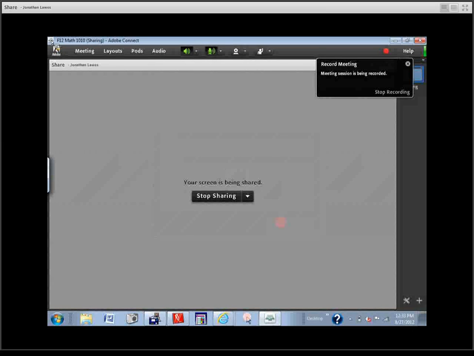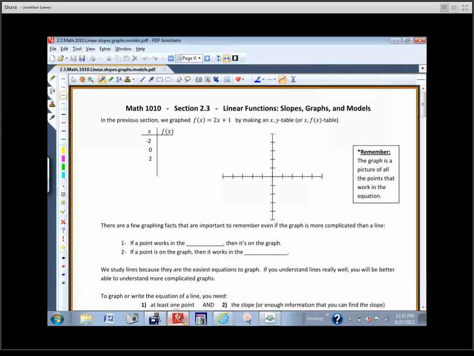There we go. This section is on linear functions, and specifically we're going to look at graphs of linear functions, we're going to look at slopes, and we're going to look at some linear models that we can use to model real life and then make predictions and stuff like that. So in the last section we did some graphing of linear equations.